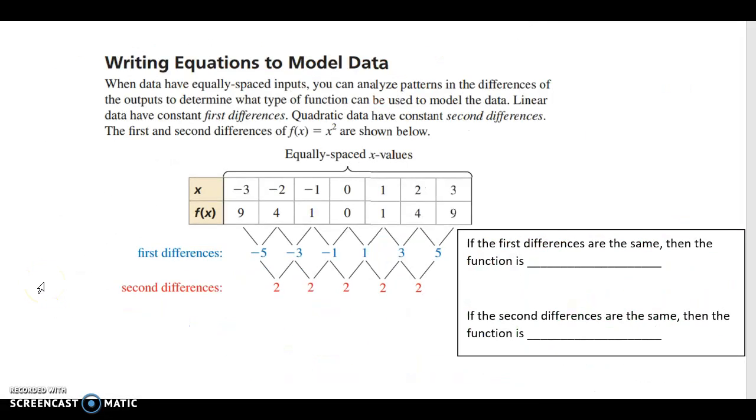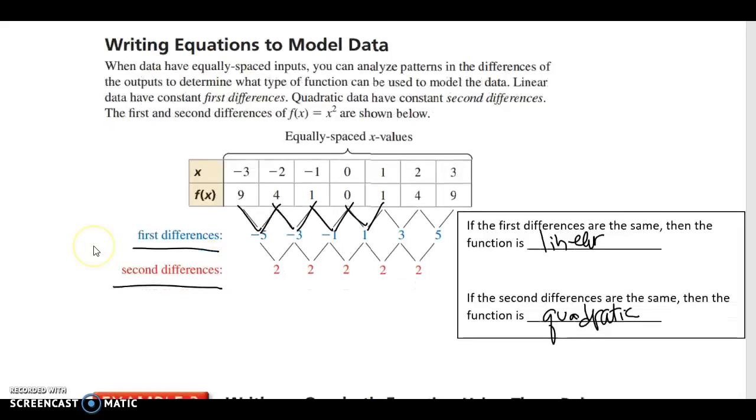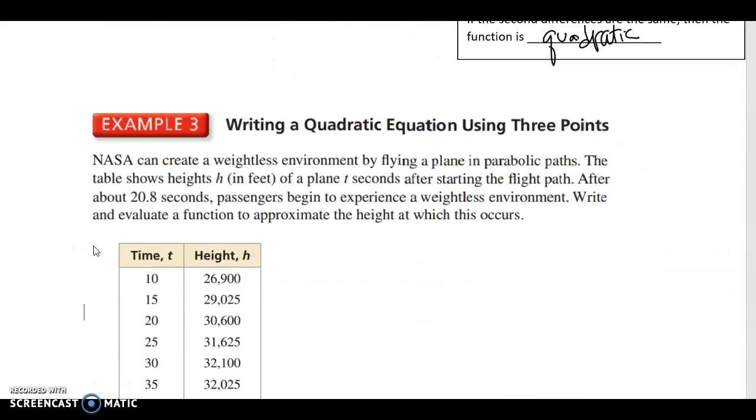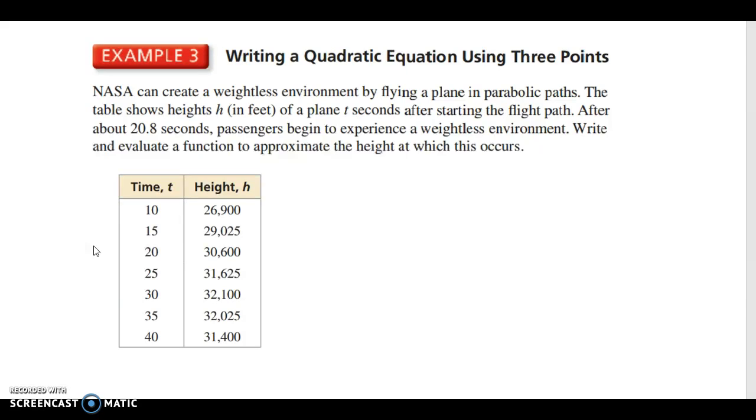Looking below at the next part, we notice that in this table, we can see the first differences are all different, but the second differences between the y values, when we figure out how much is between each, are the same. So if the first differences are the same, the function is said to be linear. We looked at that last chapter. If the second differences are the same, the function is quadratic. So now let's look at example 3 and figure out if this is going to be linear or quadratic.